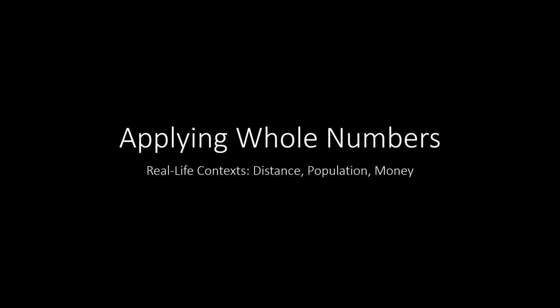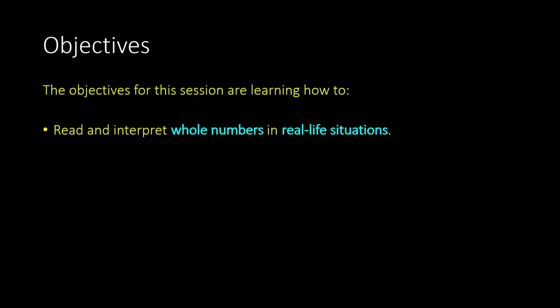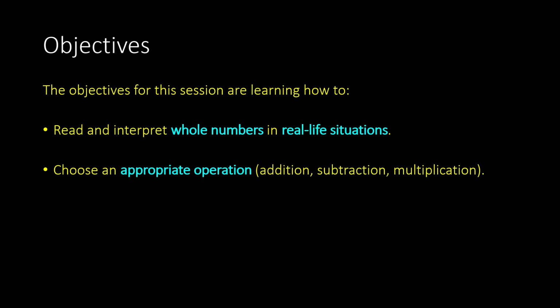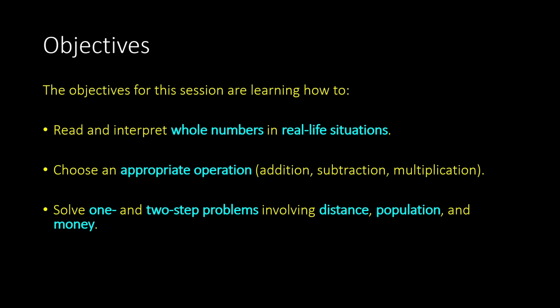Welcome to the session on applying whole numbers, real-life contexts, distance, population, and money. The objectives for this session are learning how to read and interpret whole numbers in real-life situations, choose an appropriate operation, addition, subtraction, or multiplication, solve one- and two-step problems involving distance, population, and money, and present answers clearly, including the correct units. These objectives focus on using whole numbers in practical examples.